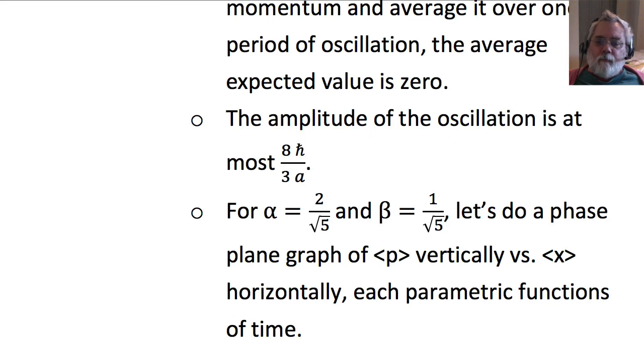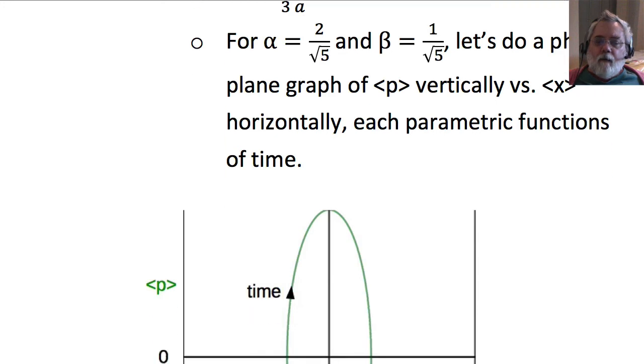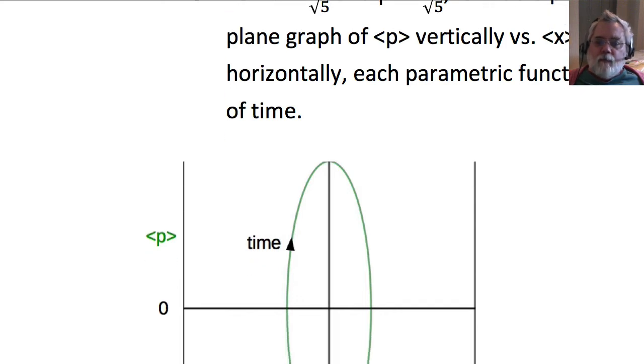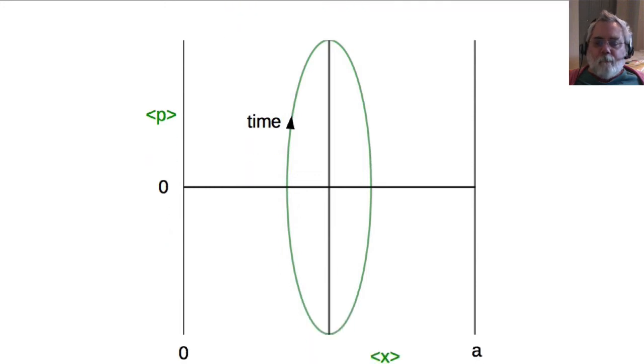There is a maximum amplitude of the oscillation. We could graph the expected value of P versus time, and you can do that if you're interested, but I'm going to graph something a little different. Expected value of P is a function of time, and the expected value of X is a function of time. So we could graph the expected value of P versus the expected value of X, each being parametric functions of time.